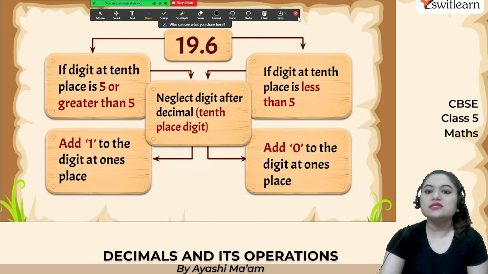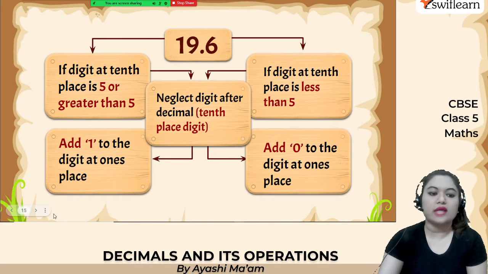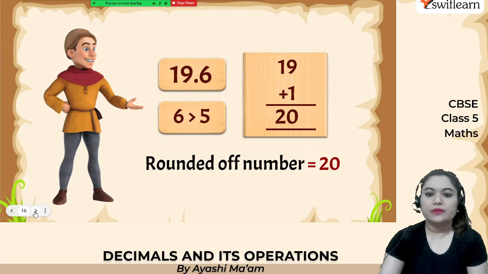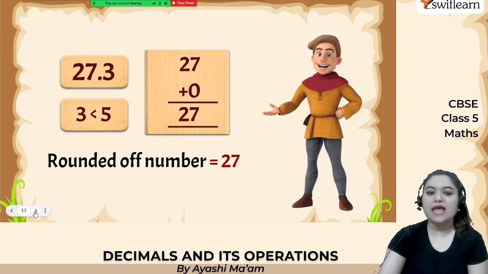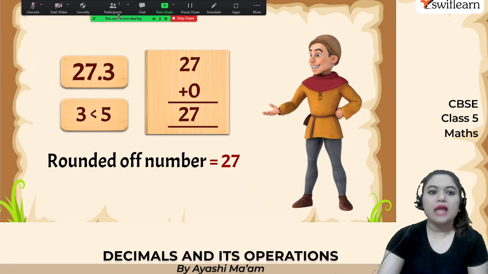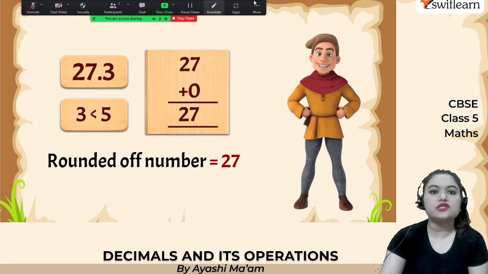Got it? This is how we round off to nearest ones. Yeah, this is exactly how they have done it. Now let's try to do this one.